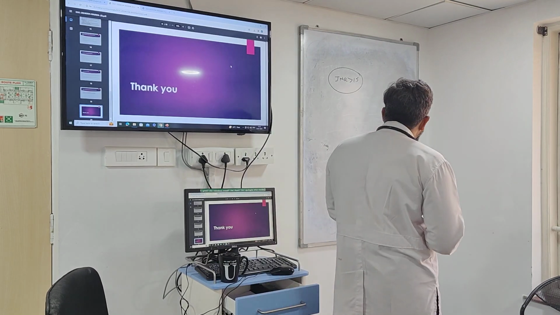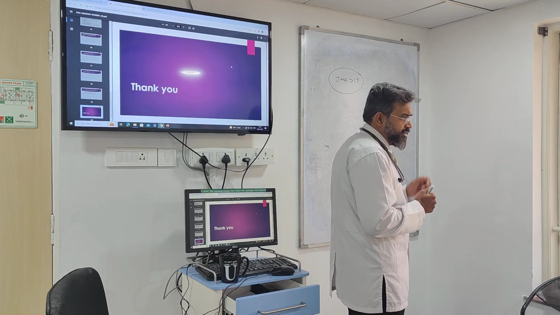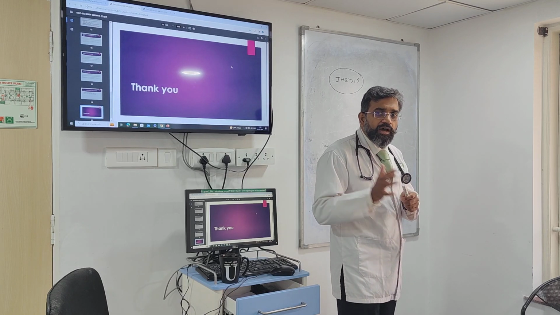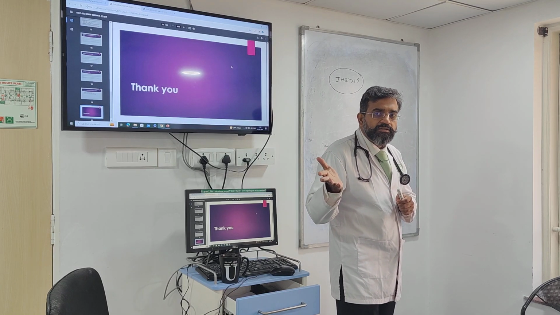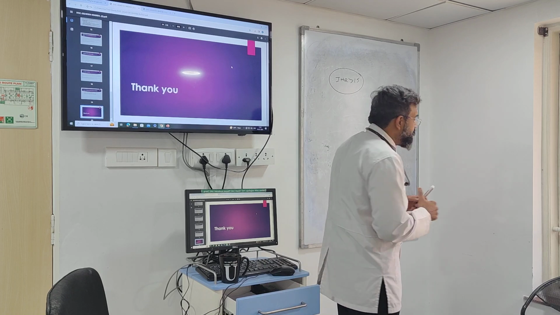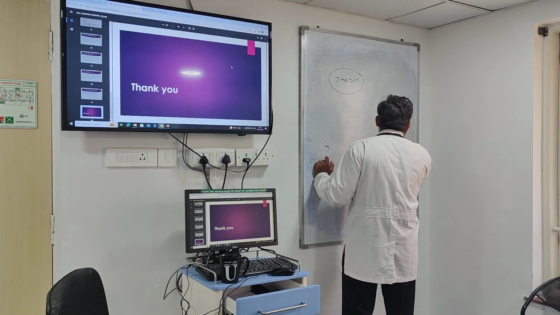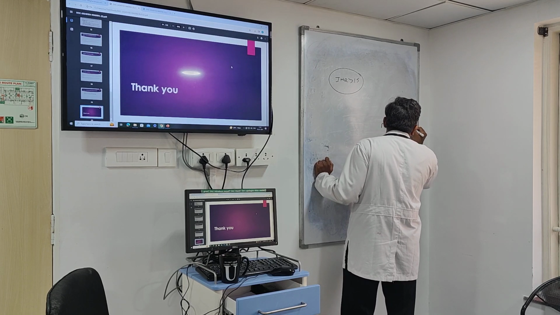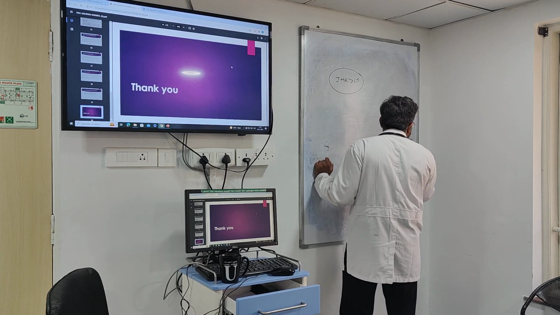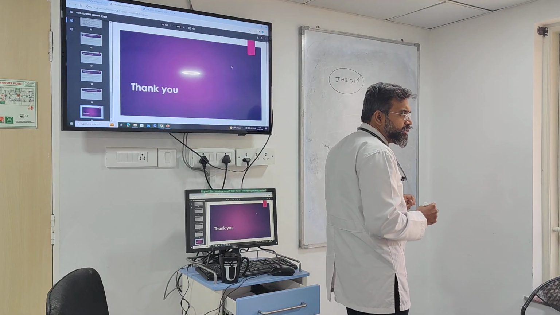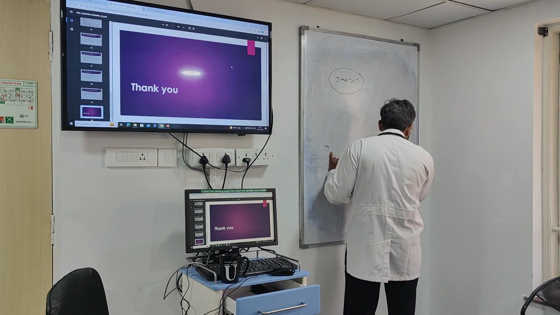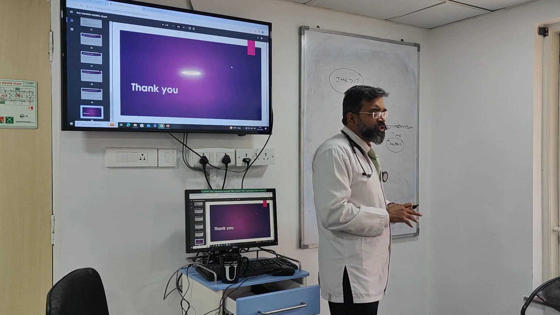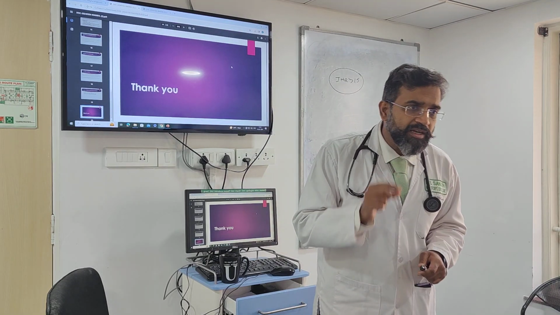So what does INR actually figure out? What does INR look at? Prothrombin time. Prothrombin time is factor 2. Prothrombin time is actually factor 2.